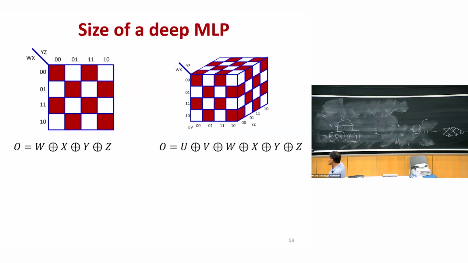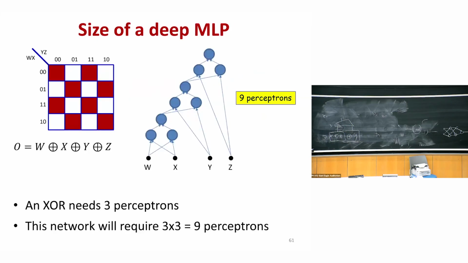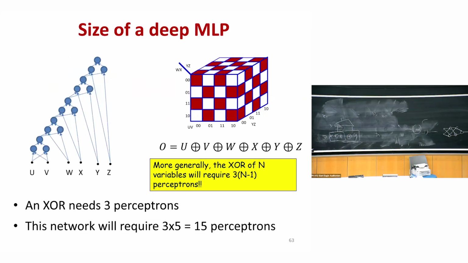If I were to use the same structure for the problem to the right, how many neurons will it take? 15? Why? 5 XORs, right? Does anybody see a pattern? What is the pattern? Number of variables minus 1. So the XOR of n variables is going to take 3 times n minus 1 neurons.